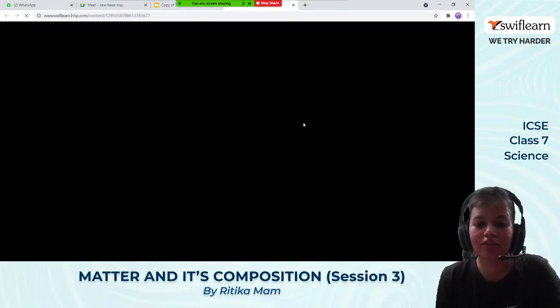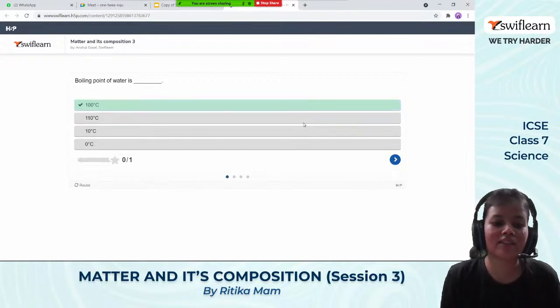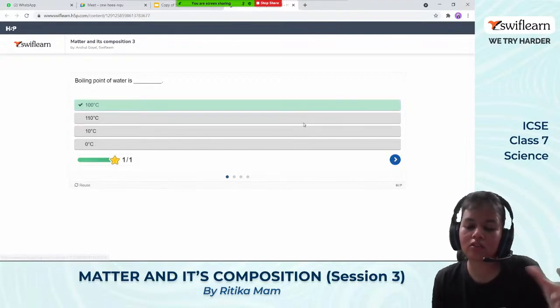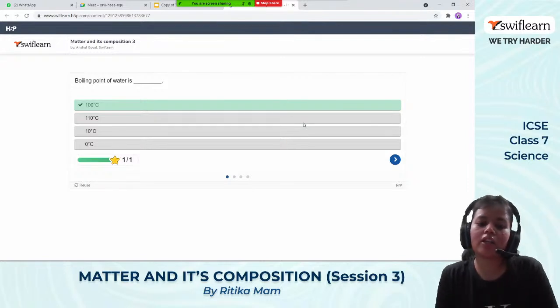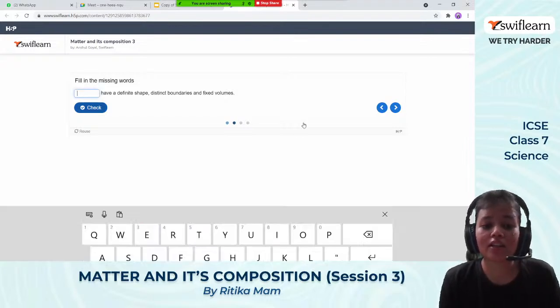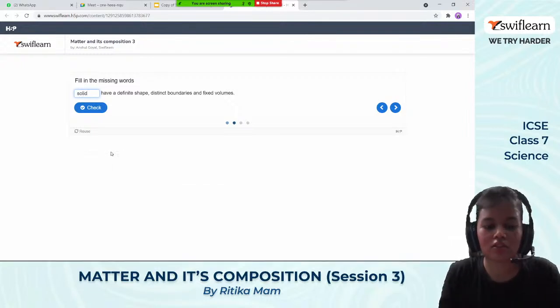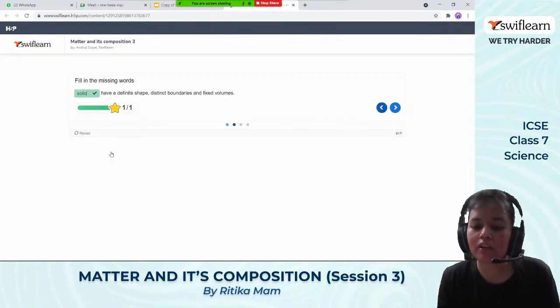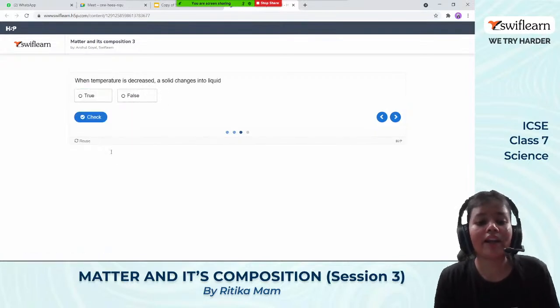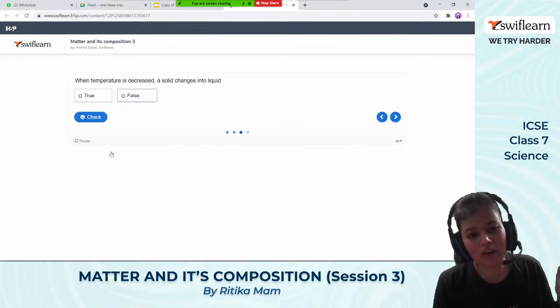Now let's do an activity based upon what we have learned in today's class. The boiling point of water is 100 degrees Celsius, and the freezing point is 0 degrees Celsius. At 0 degrees it turns into ice, and at 100 degrees water turns into vapors. Solids have definite shape, distinct boundaries and fixed volumes. So obviously we just saw that solids have definite shape, distinct boundaries and fixed volumes. The statement says when temperature is decreased, solid changes into liquid. So when we are decreasing temperature, solid doesn't change into liquid.